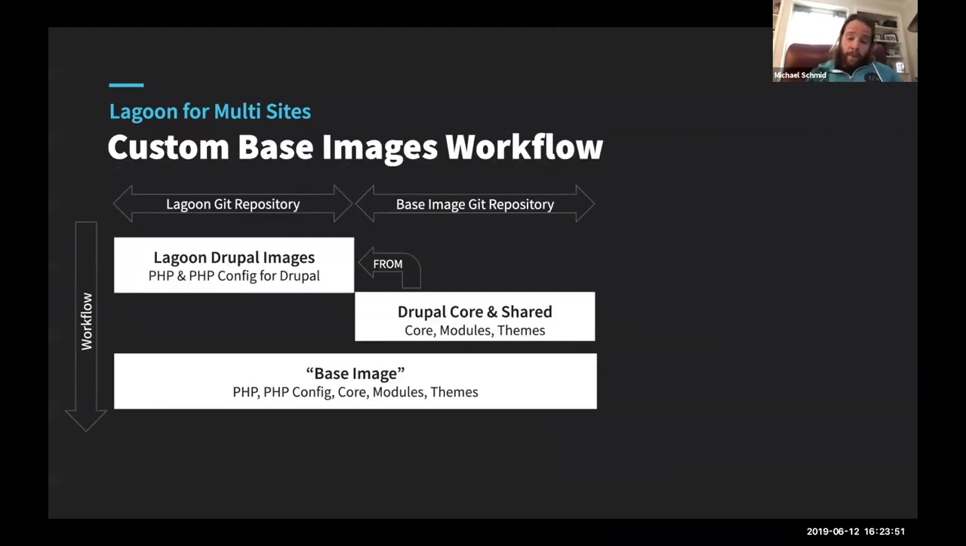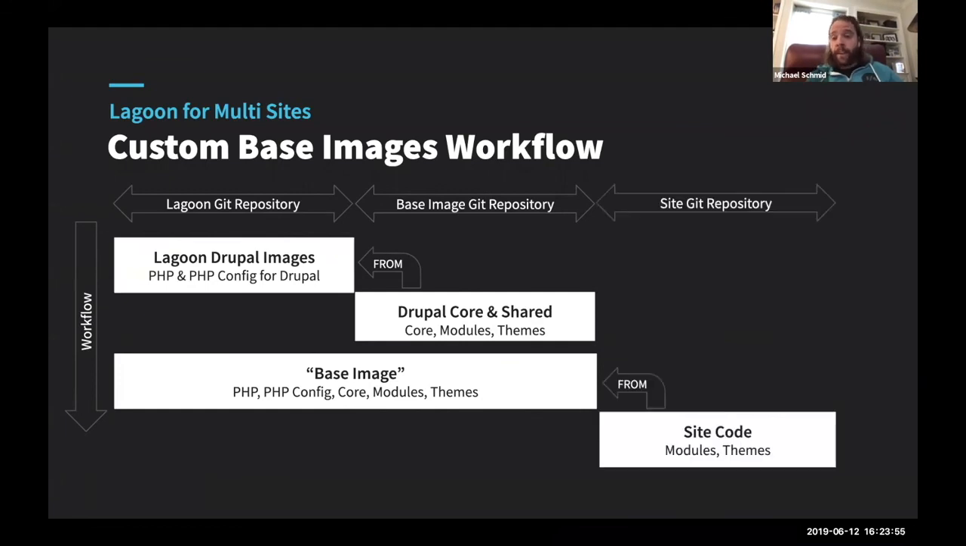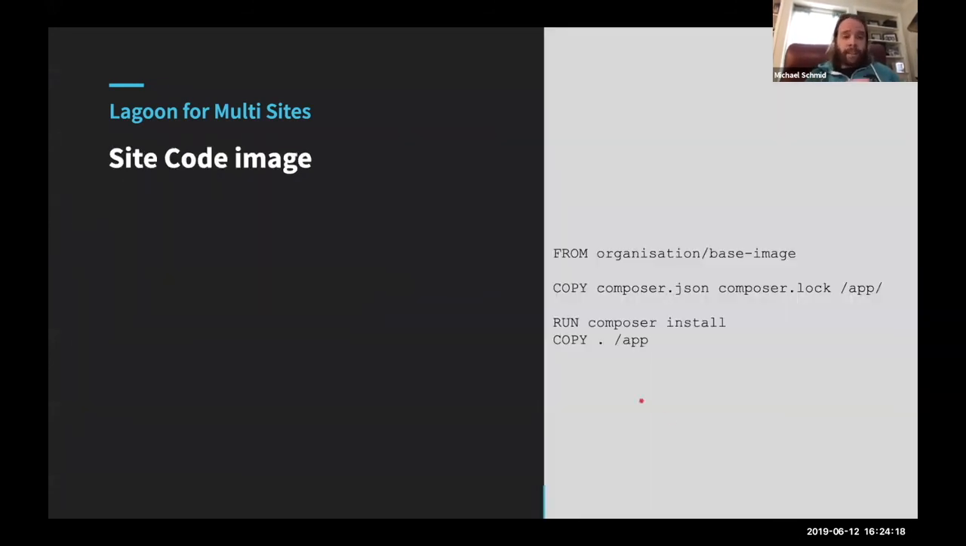So we have our base image, and now we actually want to create sites out of this. On the right side, we have again a site Git repository. They are using these base images, but the important part now, it does not have any core anymore, and it also does not need any of the shared modules. It only adds now its own modules and themes that the developers want to add to the base image.